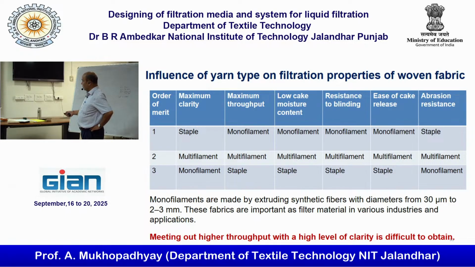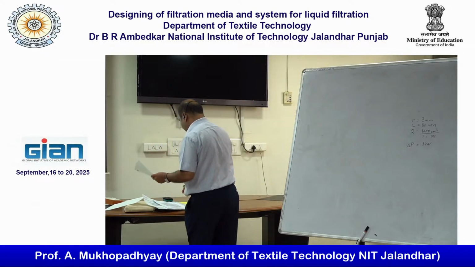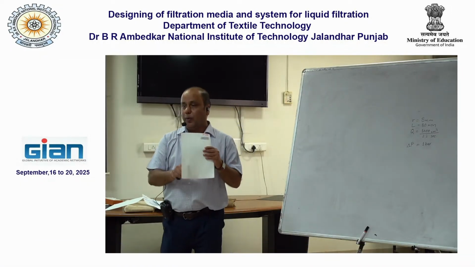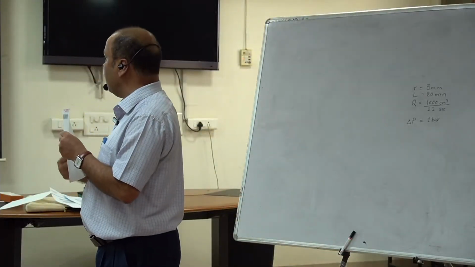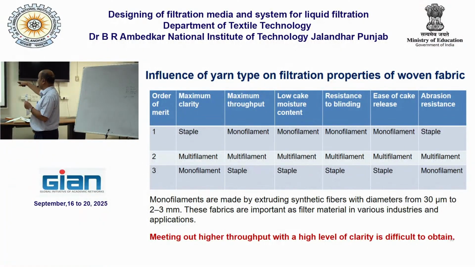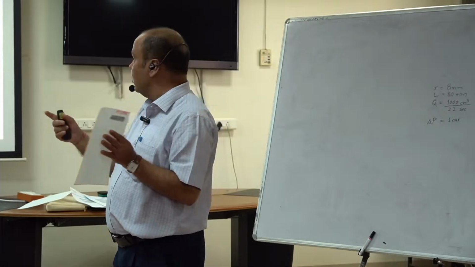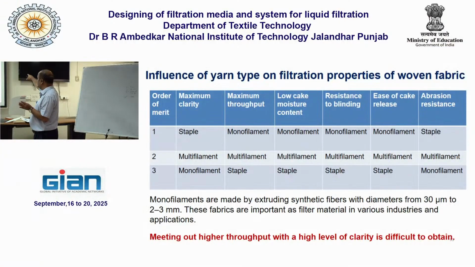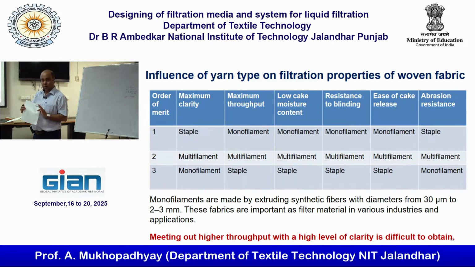So what is in the slide is that some properties are good for a certain filament or yarn, and certain properties are good for other cases. That's why I discussed this material. The face side is multifilament and the back side is made out of spun. If the face side is made out of multifilament, you will get the advantage of easy cake release, but if the back side is made out of spun yarn, staple fiber, you will get better abrasion resistance. So you get both advantages by having this kind of structure.